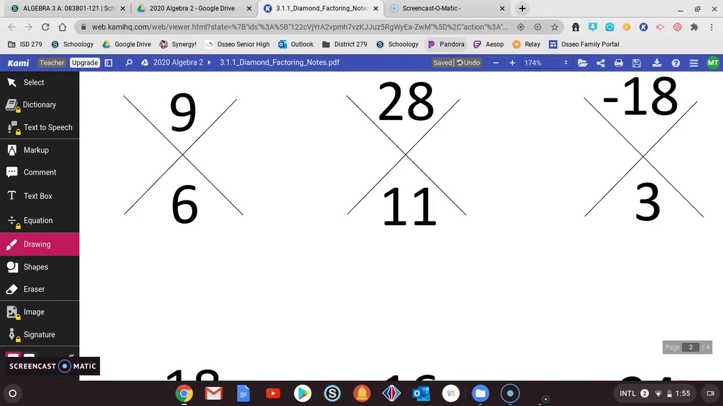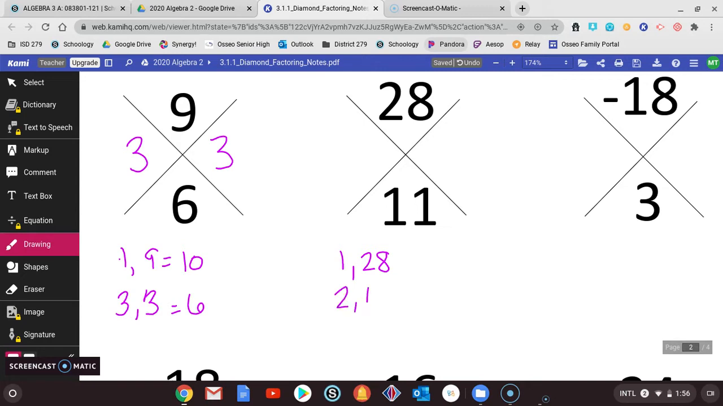So we need to find the factors of 9. So 1 and 9 and 3 and 3. Well, 3 and 3 we know add up to 6. So these sides are going to be 3 and 3, because the first one adds up to 10 and the next one adds up to 6. Now 28. 1 and 28. 2 and 14. 4 and 7. And there we go.